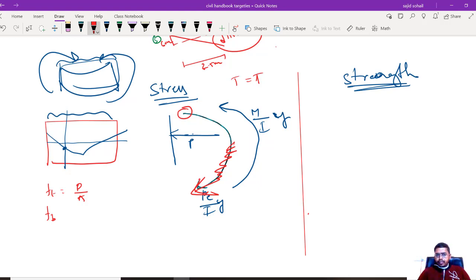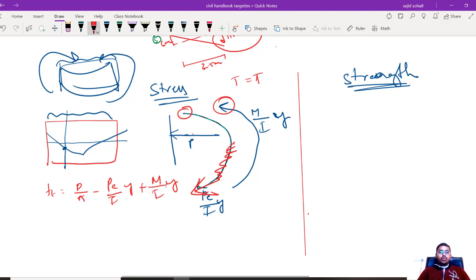So P by A, as there is a tile, that means it is getting tension there. So I am writing minus P by I into Y plus M by I into Y, because you can clearly see there is an arrow here. Arrow means it is compressing. End of story. So this is your FT. And we will solve it, we will solve it in one go.